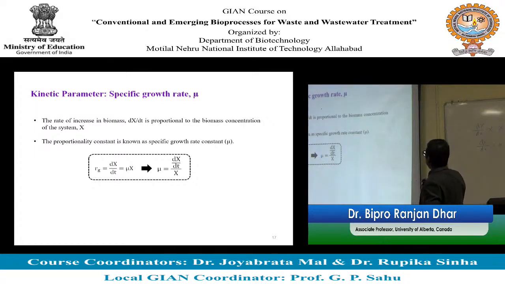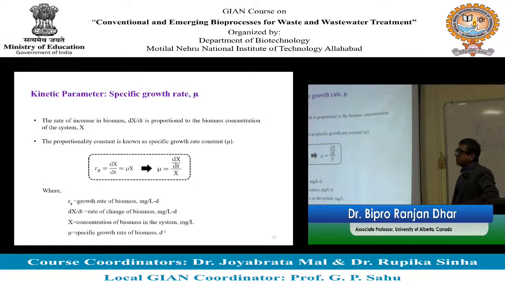We use it like Rg, so Rg is the rate of growth, and dX by dt, the change in microbial concentration, equals mu max times X, where mu max is the kinetic coefficient. dX by dt is the growth rate, but here it's the rate of increase in biomass. Biomass increase means it's growing. So that is the specific growth rate.